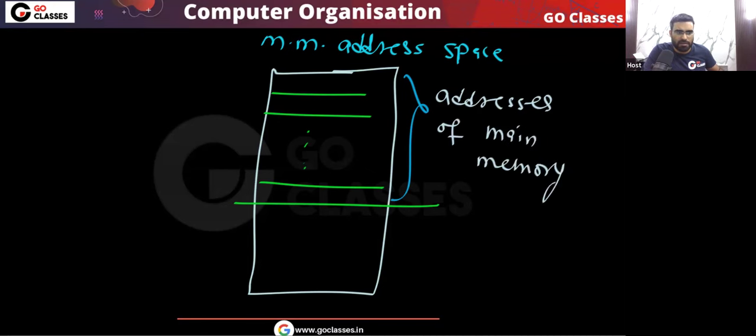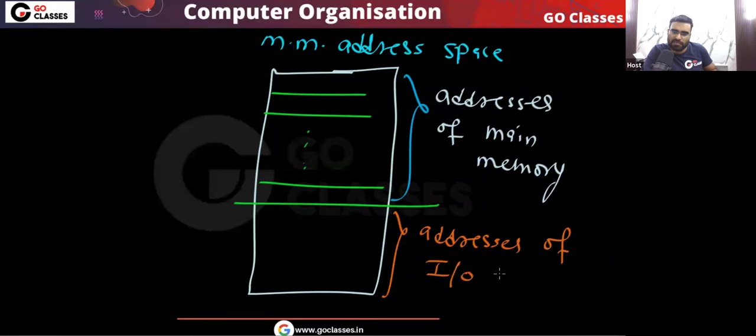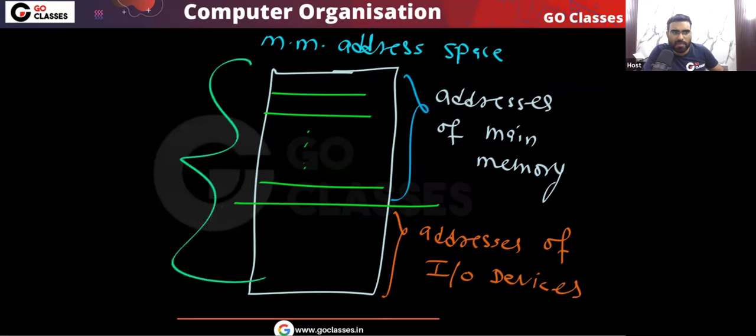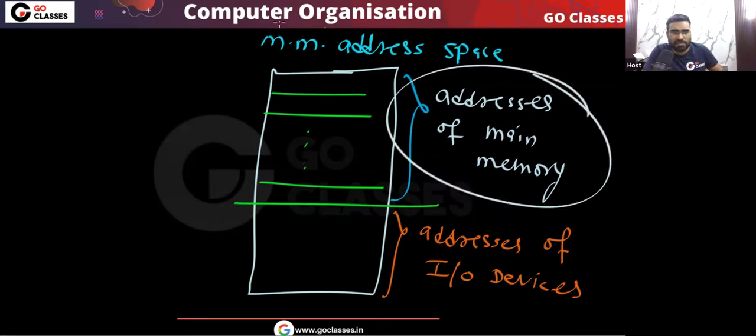Okay. And these are the addresses of IO devices. Now you tell me one thing. If the IO devices are sharing the main memory address space, right? So do we need some other instruction, some special instruction for IO devices, or can we use the same memory instructions?